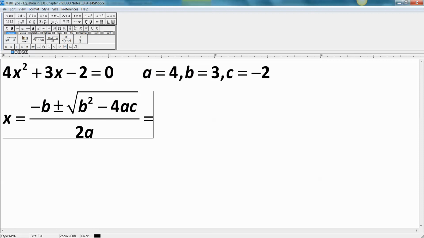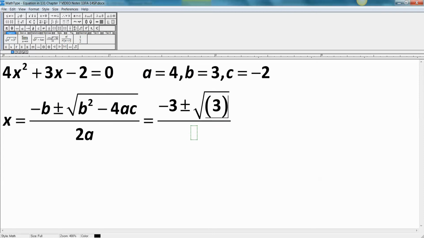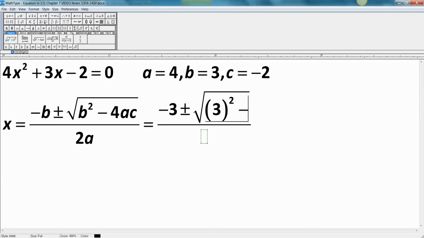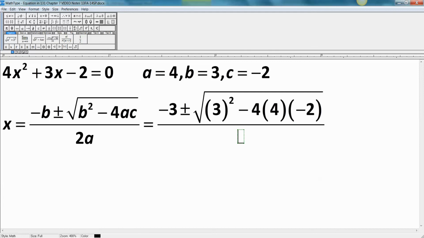All right, this would be negative b, that's negative 3, plus or minus the square root of (3) squared. Just get in the habit of putting b squared in parentheses with the square outside. That'll help you whenever they're negative. So minus 4 times negative 2, all over 2 times 4. So then x equals negative 3 plus or minus the square root of something, we'll figure that out in a sec, over 8.